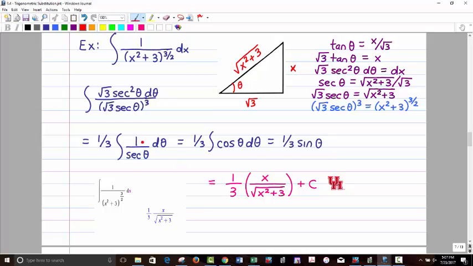So you bring the secant up, make it cosine. So this one's actually pretty easy. Antiderivative of cosine is sine. And then there you go. So you go to the triangle. Sine's going to be opposite over hypotenuse. So it's 1/3 x divided by the square root of x squared plus 3. All right, that one wasn't too bad.